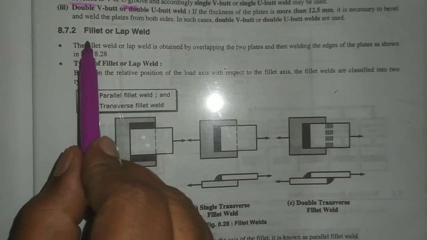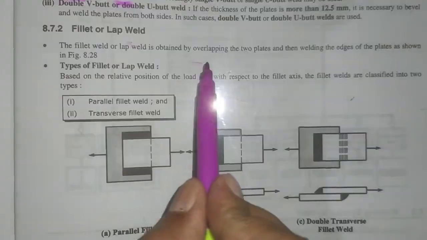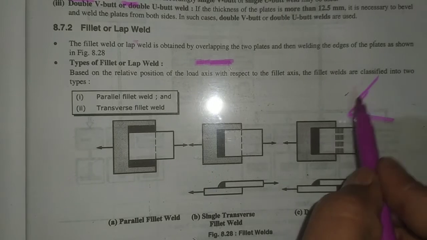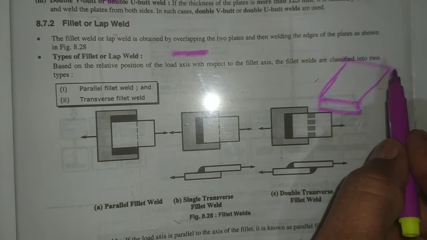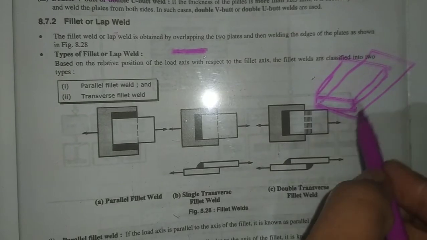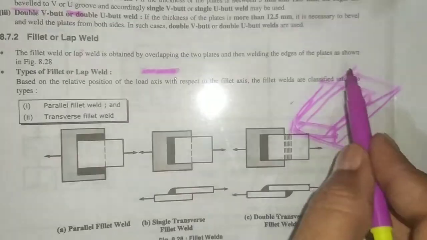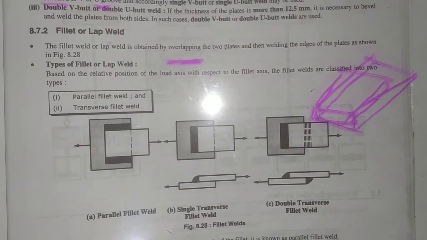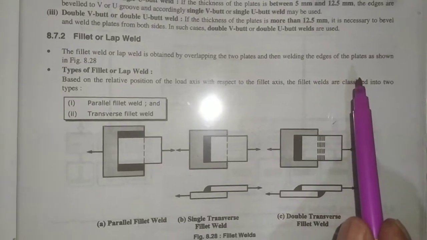Now there is another second type, that is fillet or lap weld. The fillet weld or lap weld is obtained by overlapping the plates. Now this is plate number 1. And this is plate number 2. It is overlapped on this plate. Both the plates are overlapped on one another. Then welding the edges of the plates as shown.